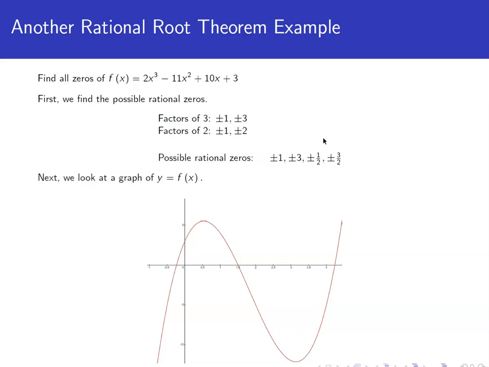Let's make our possible rational roots list now, taking factors of 3 and putting them over factors of 2. So the first two here are representing the 1 and the 3 over a 1. These are representing the 1 and the 3 over a 2.